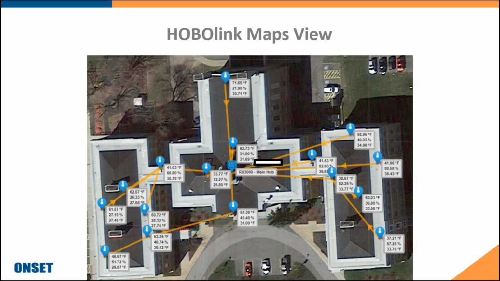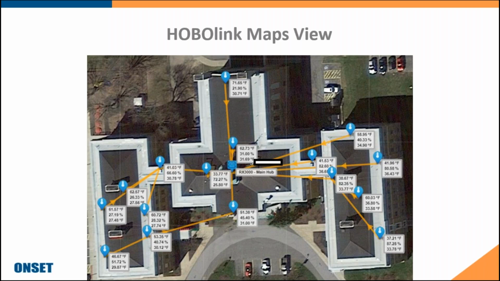Another nice feature about our HOBOlink cloud-based platform is we do have a map view, which actually utilizes Google Maps. From here, you can actually see the path that each of the wireless sensors for our RX unit is taking to get back to the main hub. As we had mentioned earlier, our HOBOnet sensors do form a mesh network. What that means is if one of the sensors is either out of sight or out of range from the RX3000, it can actually pass its signal through other sensors in line, making up to 5 hops to get that data back to the RX.